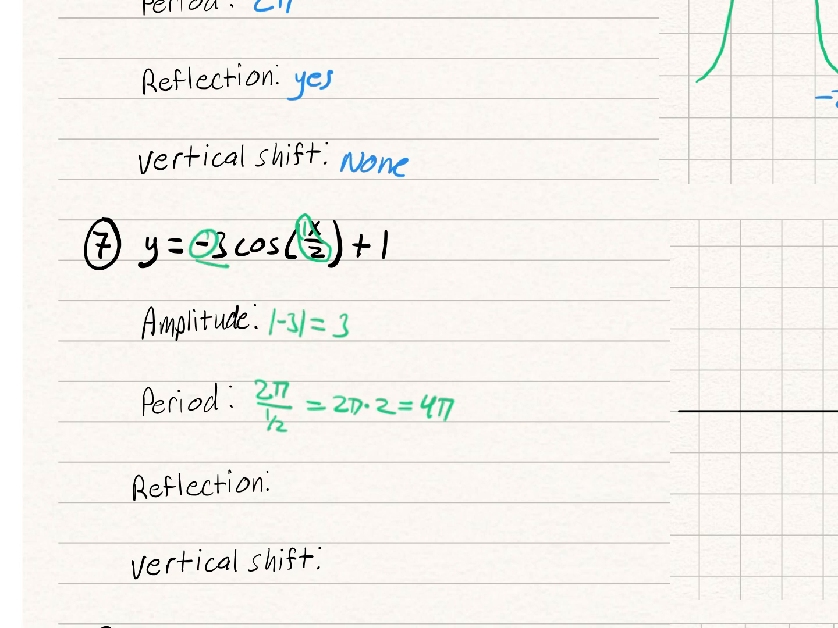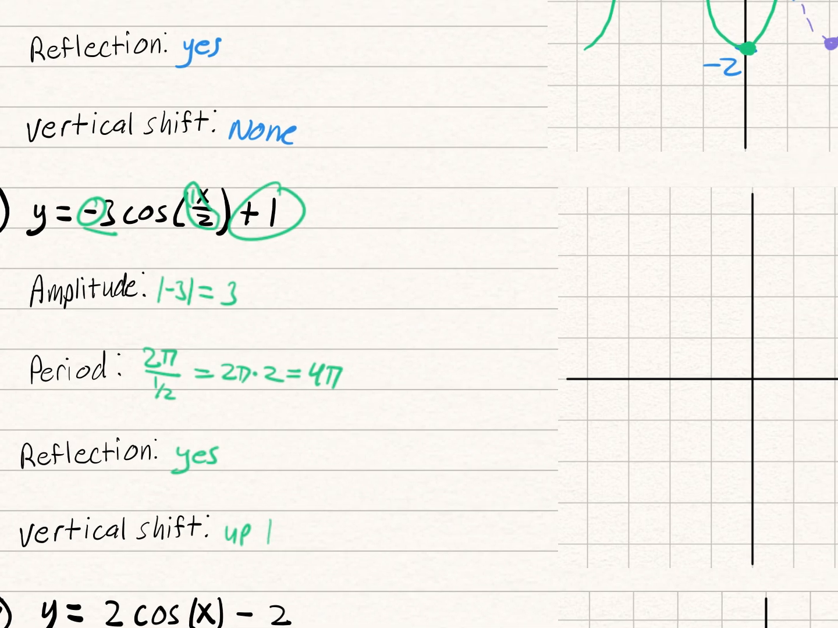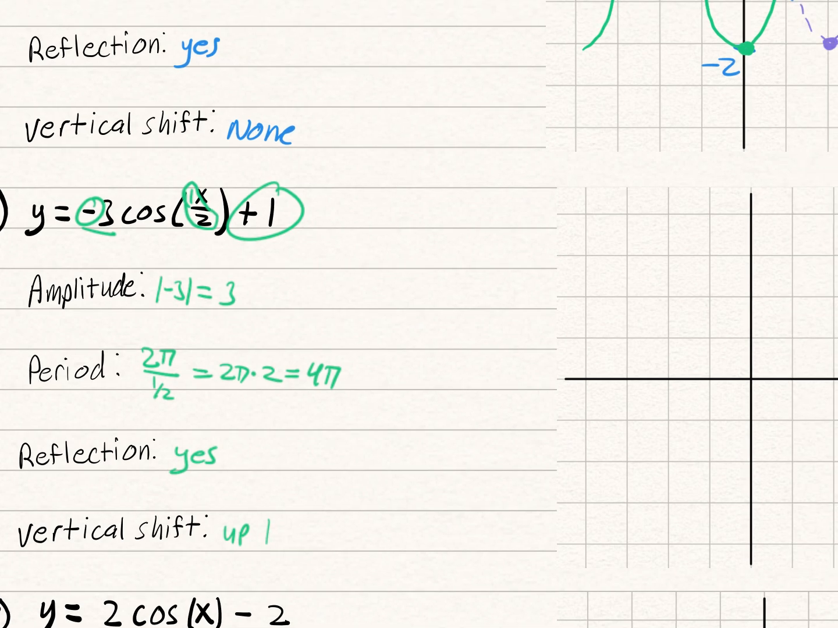Reflection, we do have a reflection. And we also have a vertical shift. All right, it's a +1, so we're going to go up 1. All right, so our period is 4 pi. We're going to need 5 points. At all of our quarterly intervals, 0, 4 pi times a quarter, 4 pi times a half, and 4 pi times 3/4, and then 4 pi.